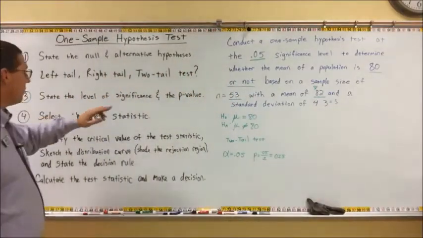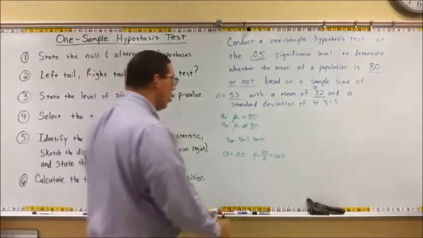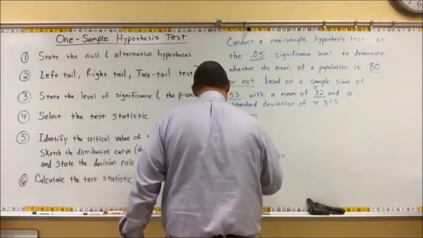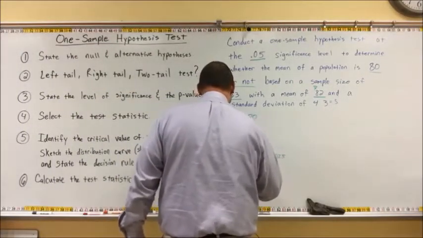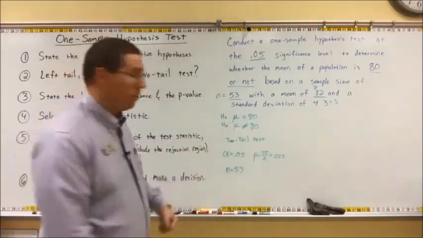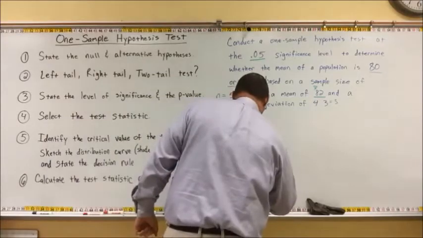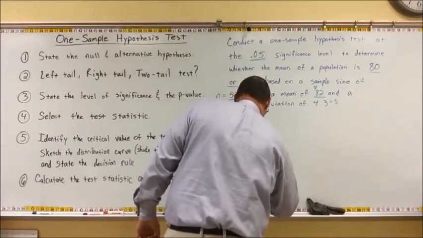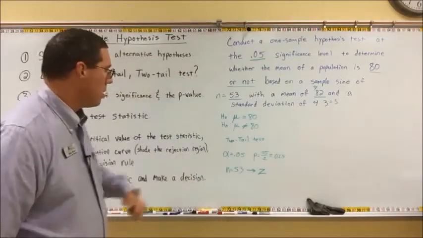Step four, select the test statistic. Well, because our sample size is 53, that's larger than 30, so we're going to use the z-statistic. Okay, so we're going to make this a z-test.